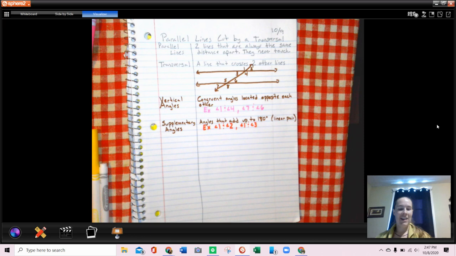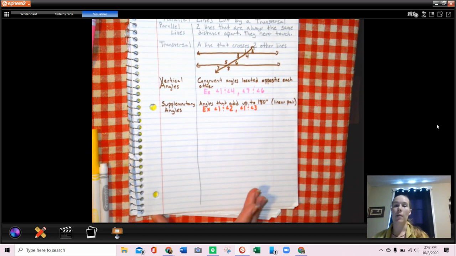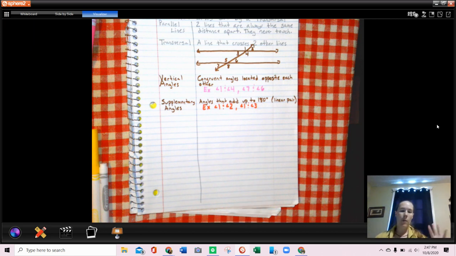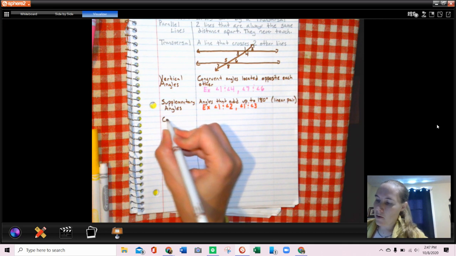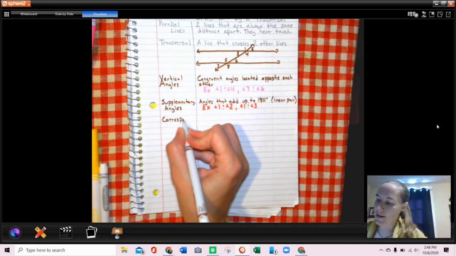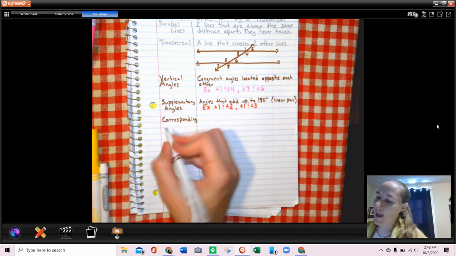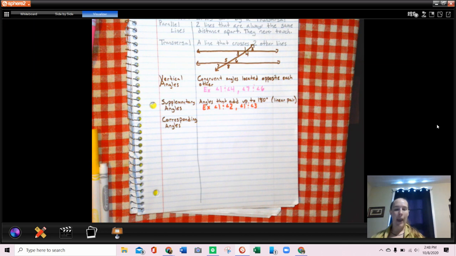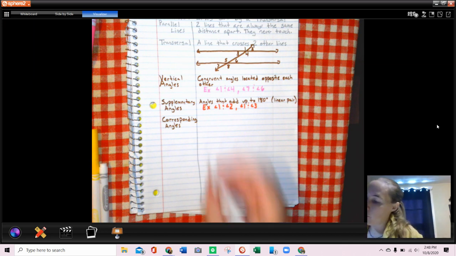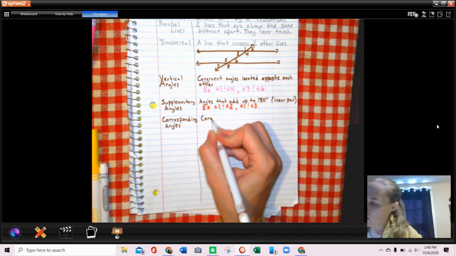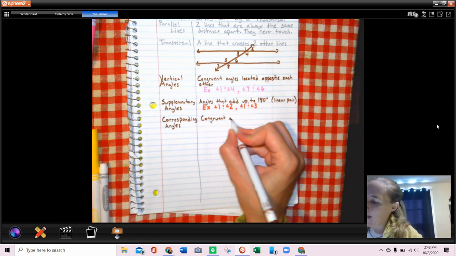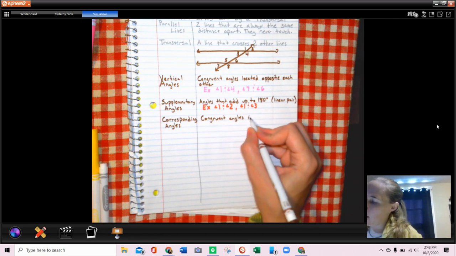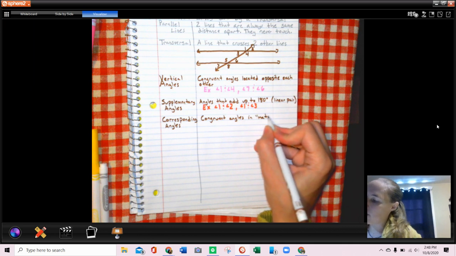All right. These are where the new vocab words come in. So those 2 vocab words we've been working with, the next 4 ones are new. So we're going to start with corresponding angles. And what corresponding angles are: congruent angles in matching corners.